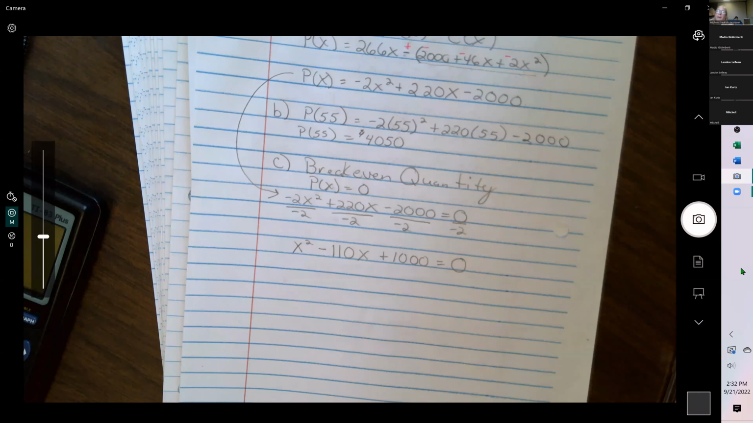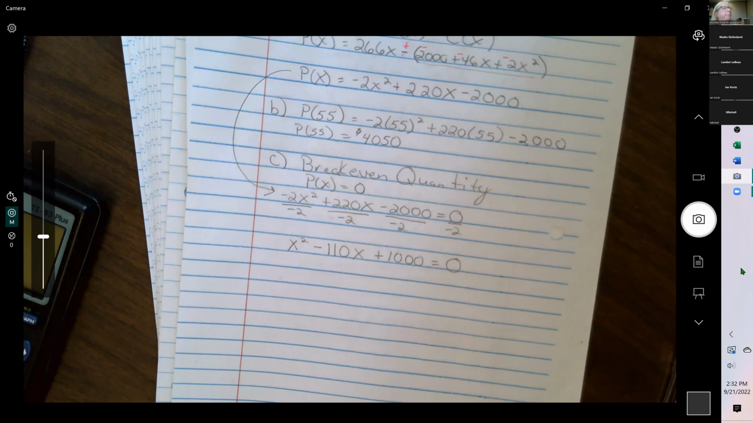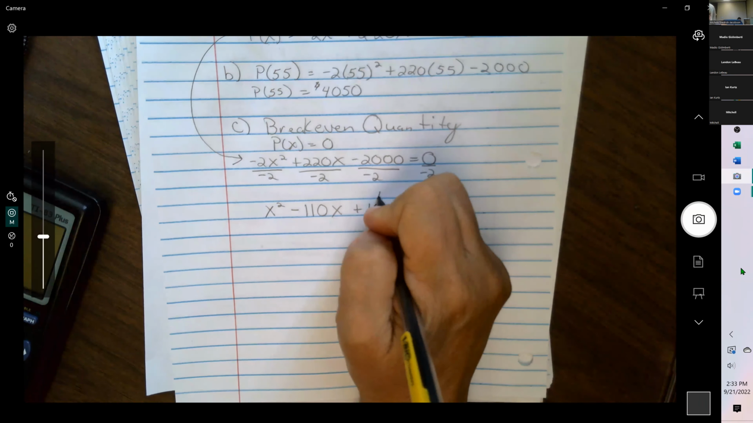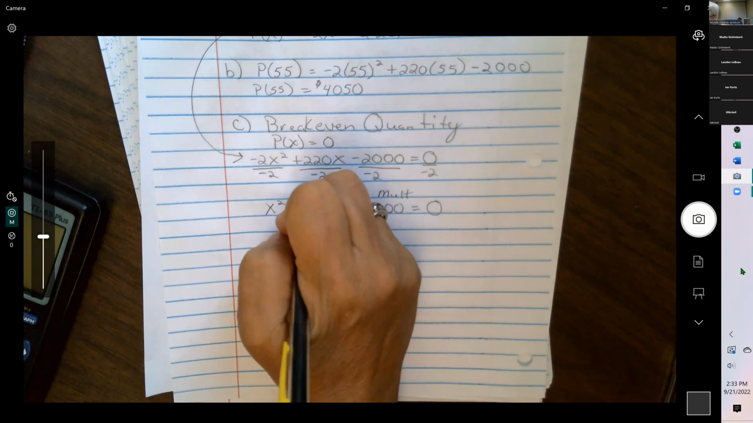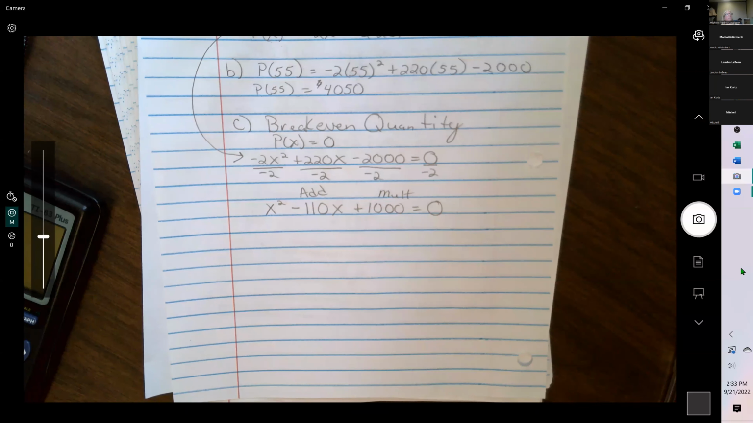Now you can factor it or use the quadratic formula. Does anyone have a preference? Would you try and factor this or would you use the quadratic formula? Factor, okay. So to factor it now, we don't have a number in front, but we need 2 numbers that when we multiply, we get a positive 1000, and when we add, we get a negative 110. Okay, we'll do both. So negative 110.